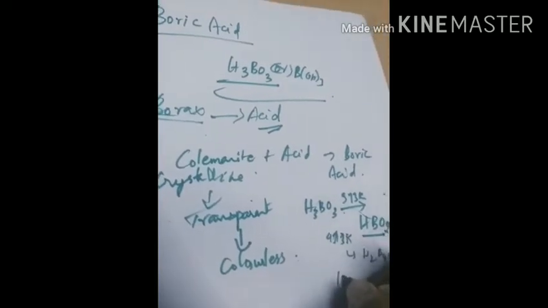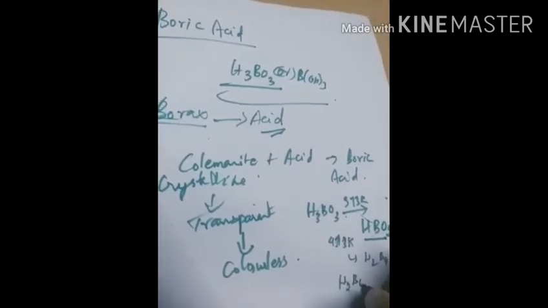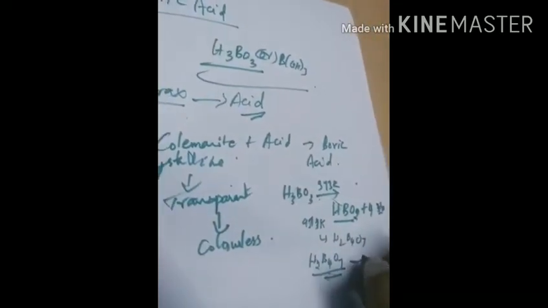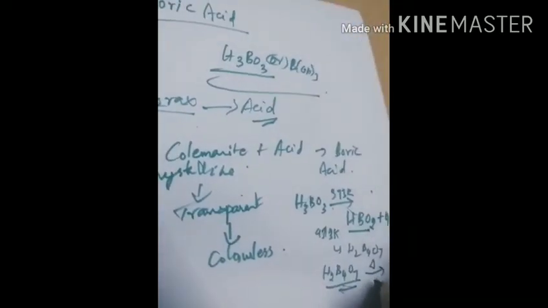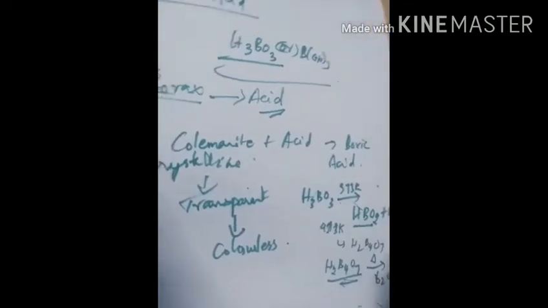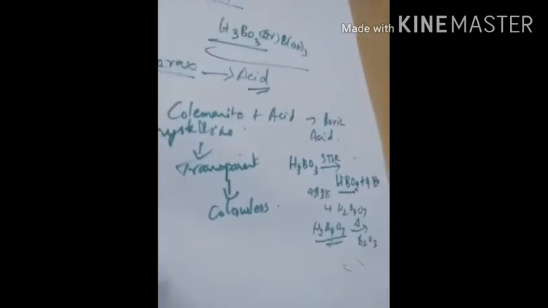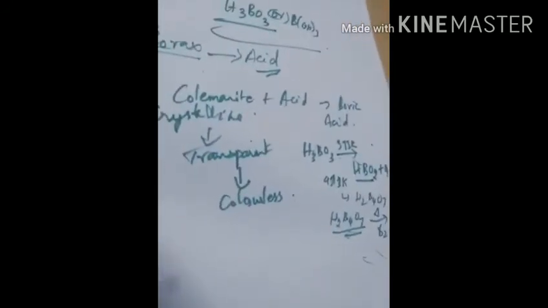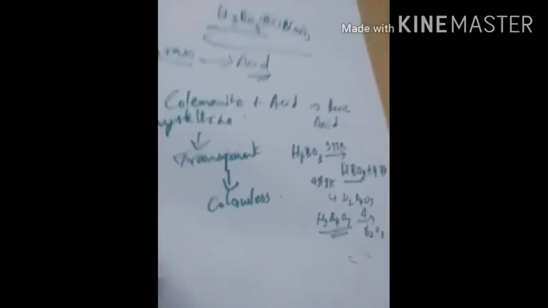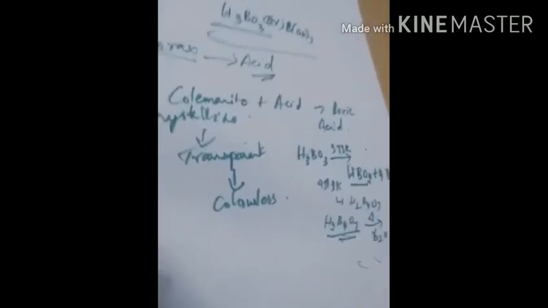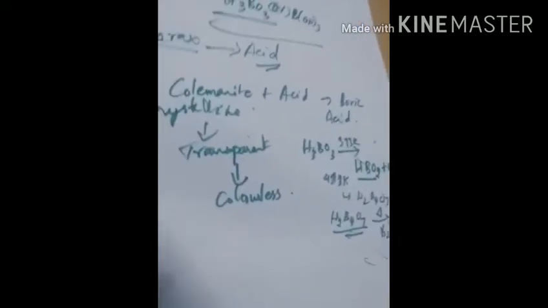What is H2B4O7? Borax. Further heating it to red hot, we will get B2O3. Okay, students, this is the action of heat on borax or boric acid. And we already studied the formation of boron trifluoride.